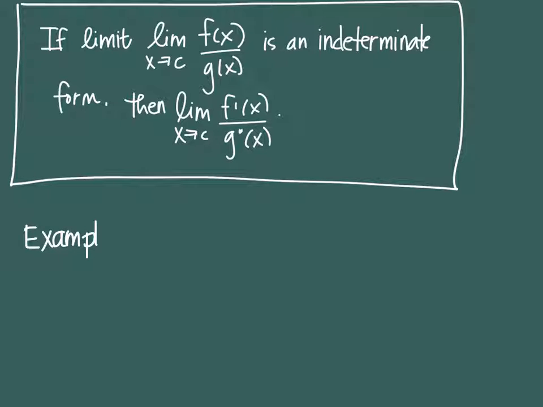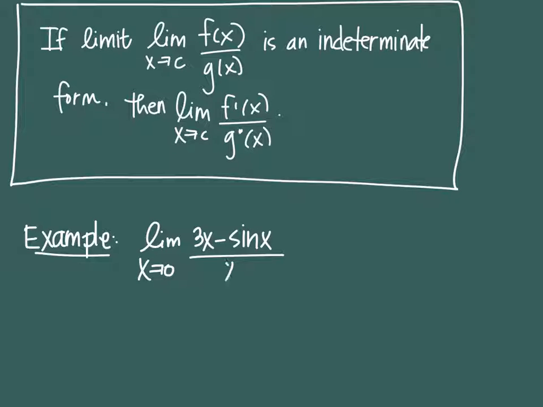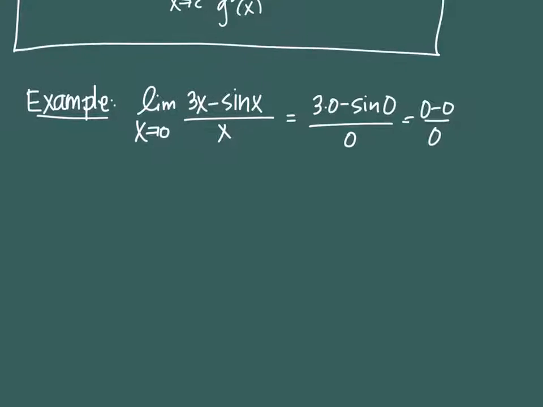All right, so here's our first example. We're going to take the limit as x approaches 0 of the function (3x minus sine of x) over x. So clearly, we can drop 0 into that, and we'll have 3 times 0 minus sine of 0 divided by 0. That's 0 minus 0 over 0. So we've shown that it's indeterminate by getting 0 over 0. So we can now apply L'Hopital.